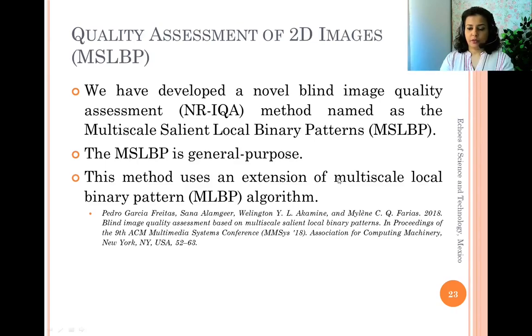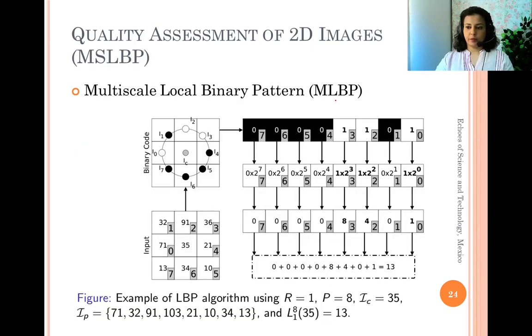Keeping in mind the importance of incorporating saliency information for better quality predictions, we developed a quality assessment method for two-dimensional images and it is called multi-scale salient local binary patterns. So MSLBP is general purpose, which means that it can work in different environments with different types of distortions. The foundation of this method is based on MLBP, which is the multi-scale local binary pattern algorithm. And MLBP is based on the local binary pattern algorithm that works as shown in this picture.